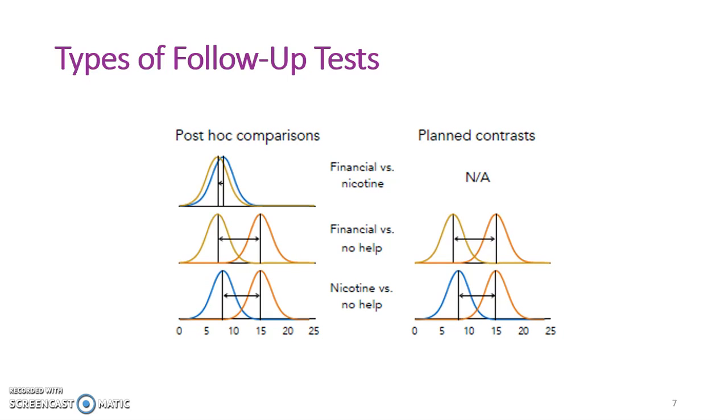This is what post hoc comparisons and planned contrasts might look like if we were interested in doing each type of follow-up test with our smoking example. If we look at this figure on the left, this would be an example of what the post hoc comparisons would look like. We would be comparing all of the pairs of groups. Here we've got three groups, and so we've got 3 pairs. We would look at financial versus nicotine therapy, the financial incentive versus the cold turkey group, and then the nicotine therapy versus the cold turkey group.